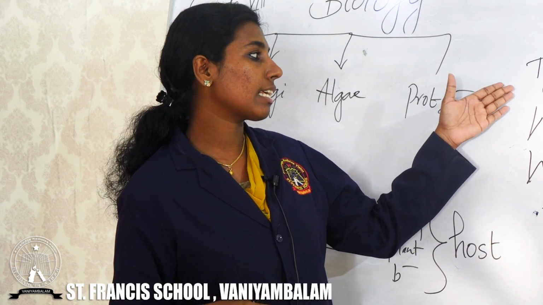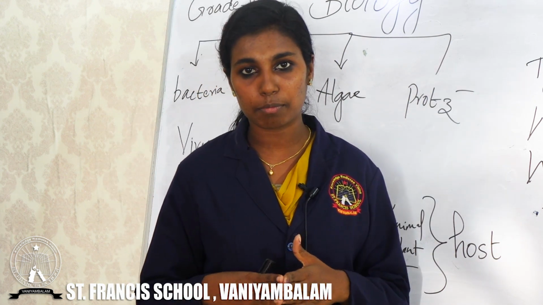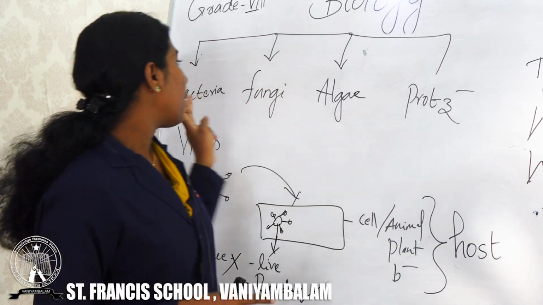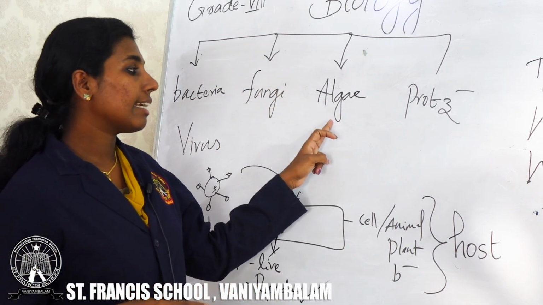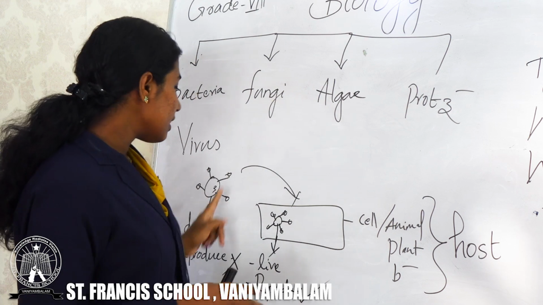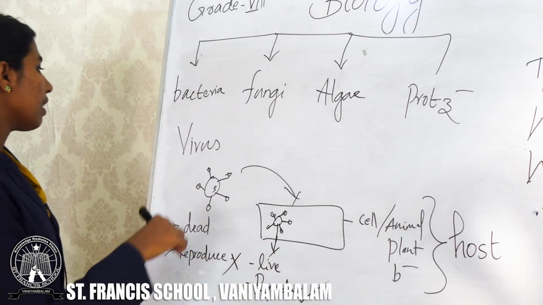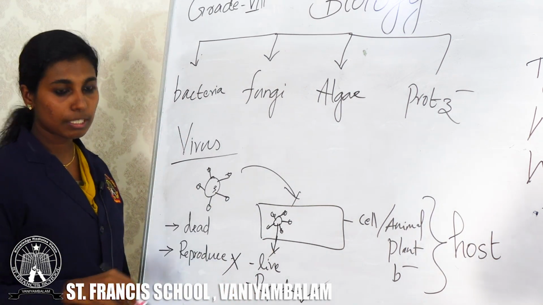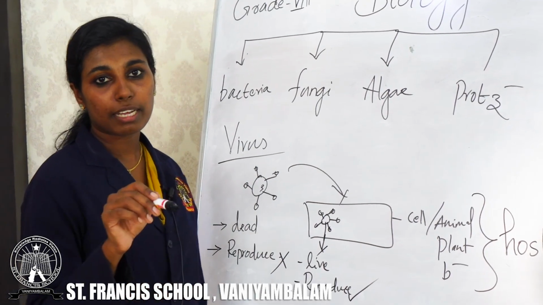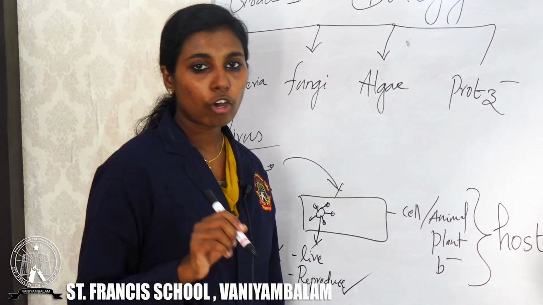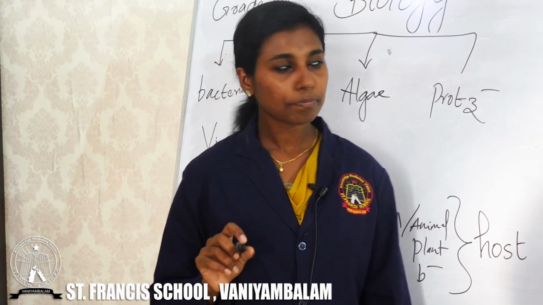And finally, we discussed the types of microorganisms. Mainly 4 types: bacteria, fungi, algae and protozoa. Virus is also a microorganism, but it has some specialities based on the reproducing capacity of the virus. I hope you all cleared the topic.